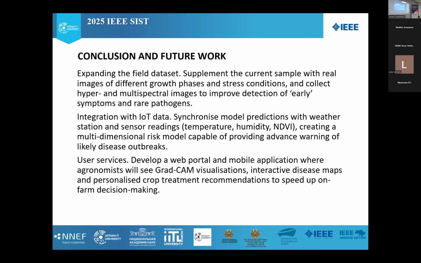Synchronous model forecasting with weather stations and IoT sensors will generate a multivariate risk model that provides advanced warning of likely disease outbreak for a particular field and variety.